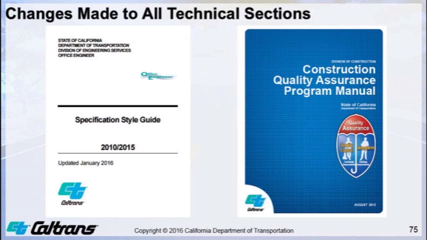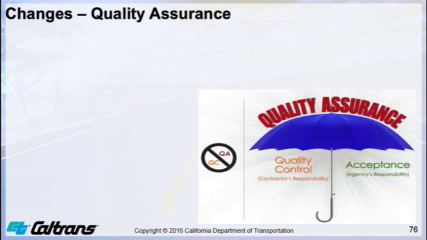There were changes made to all of the technical sections in the 2015 standard specifications based on the 2015 specifications style guide, and also because of the implementation of the Construction Quality Assurance Program Manual. We'll now go over these in some more detail. So the changes that were made in all the technical sections for quality assurance.